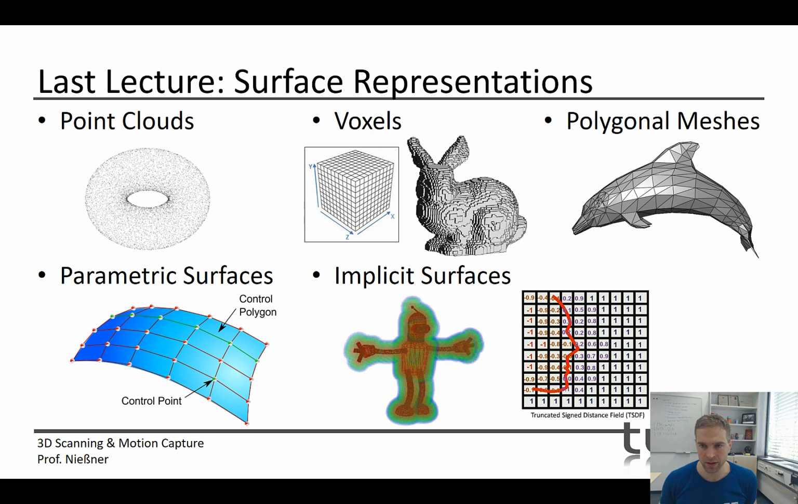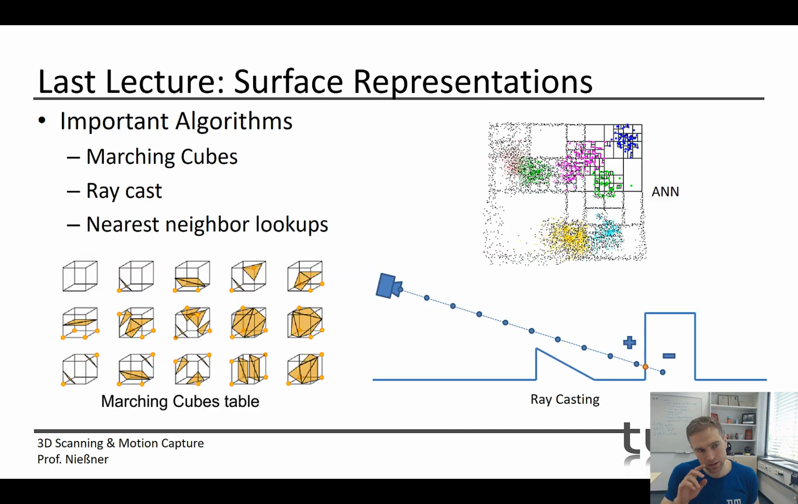For instance, if you have an implicit surface, like a signed distance field, you can run marching cubes. You can then extract a mesh out of this, and then you can use that mesh in order to render it in the graphics pipeline. We also talked about distance fields, how to raycast them, nearest neighbor lookups, and so on.